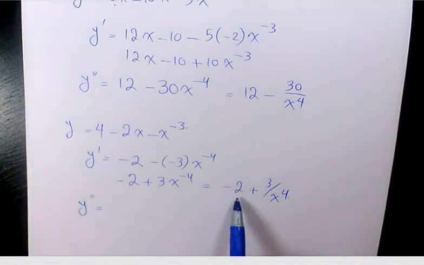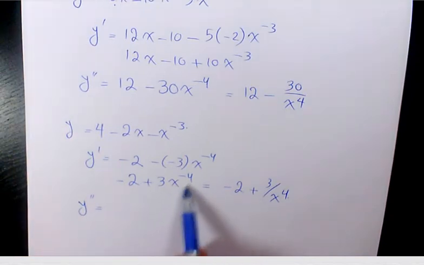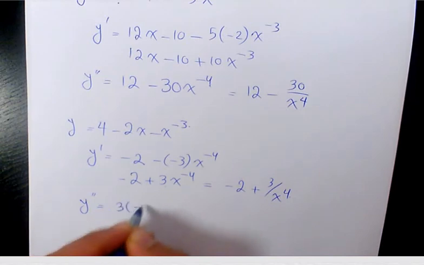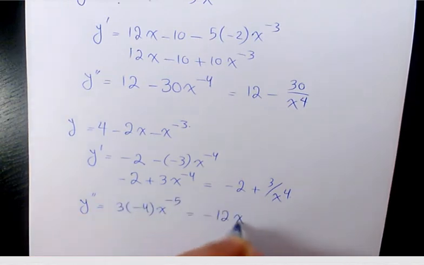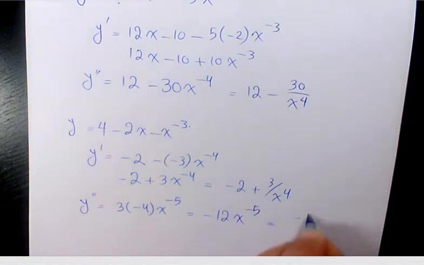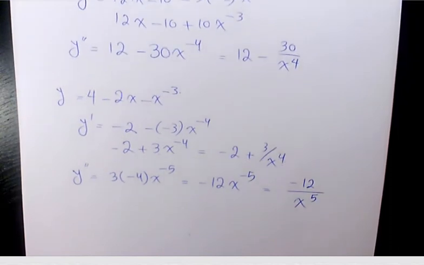The derivative of negative 2 is 0. The derivative of 3x to the power of negative 4 will be 3 times negative 4 times x to the power of negative 5, which will be negative 12x to the power of negative 5, which will be negative 12 over x to the power of 5. That's the answer to the question.